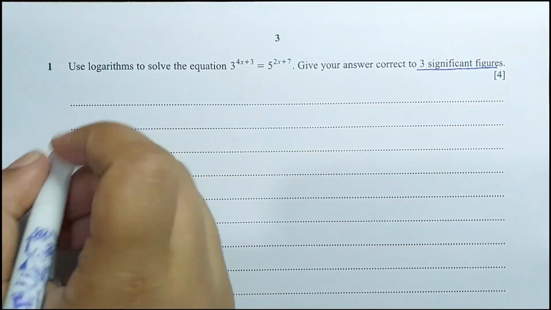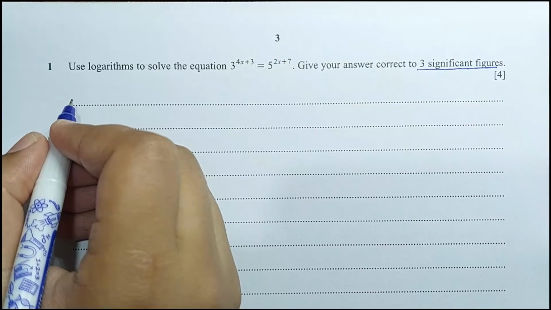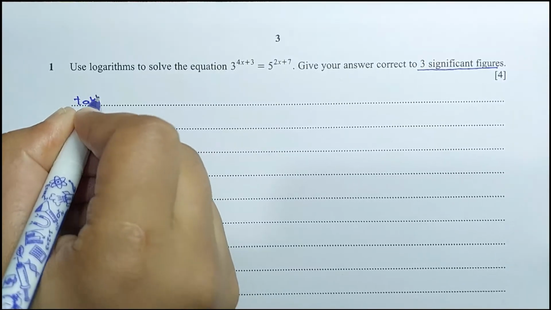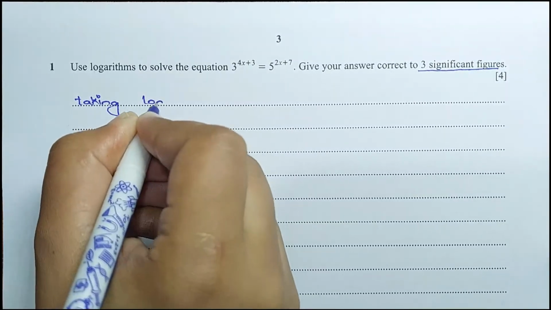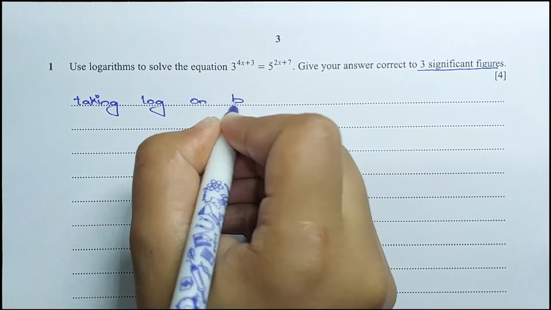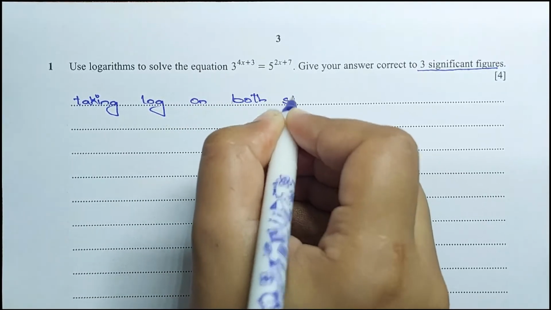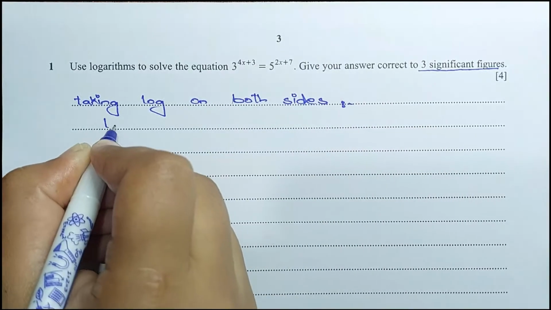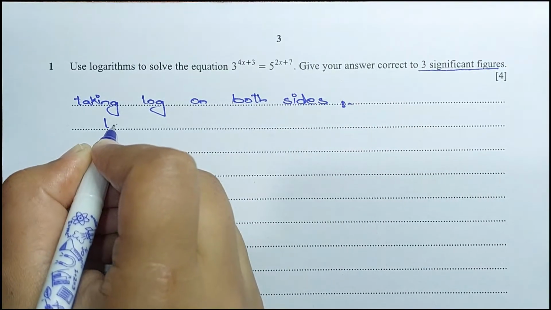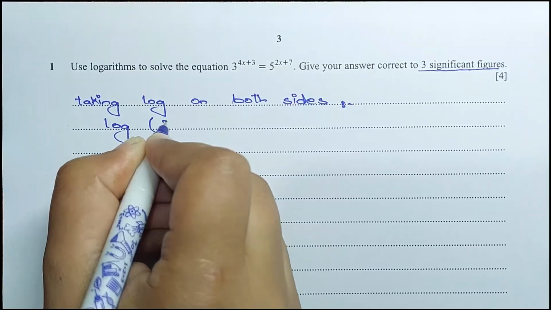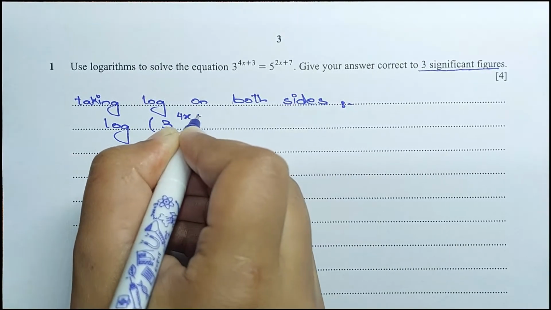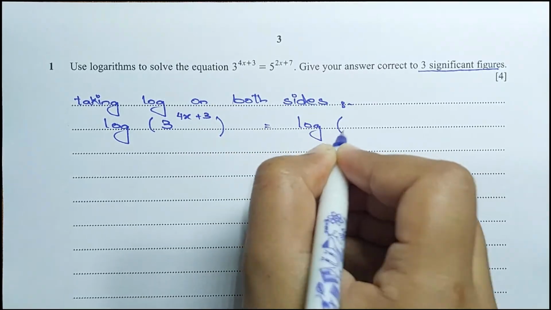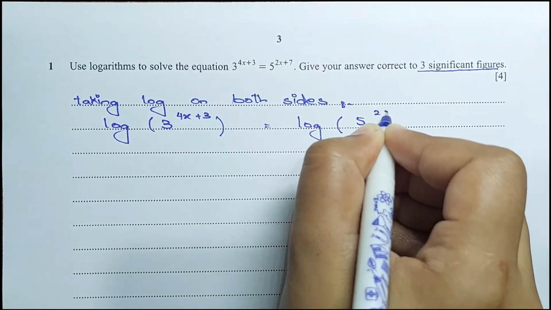So we have to use a logarithm to solve this equation. Taking log on both sides, we can say log of 3^(4x+3) equals log of 5^(2x+7).